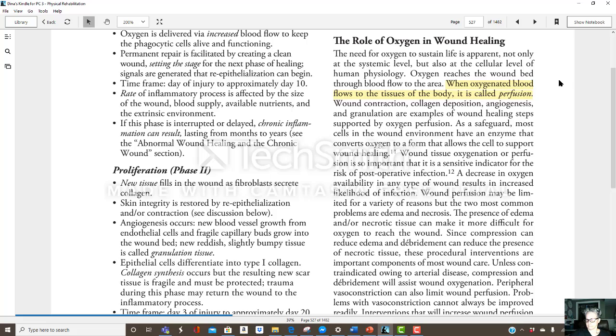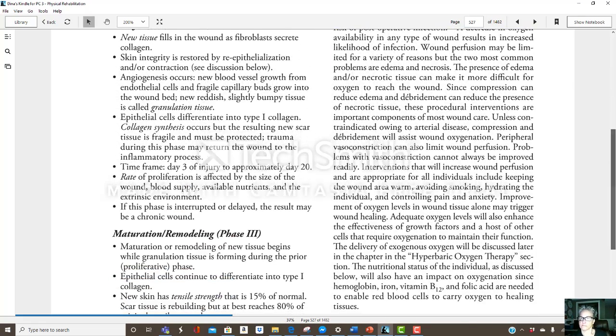Wound perfusion may be limited for a variety of reasons, but the two most common problems are edema and necrosis. The presence of edema and/or necrotic tissue can make it more difficult for oxygen to reach the wound. Since compression can reduce edema and debridement can reduce the presence of necrotic tissue, these procedural interventions are important components of most wound care, unless contraindicated owing to arterial disease. Compression and debridement will assist wound oxygenation.